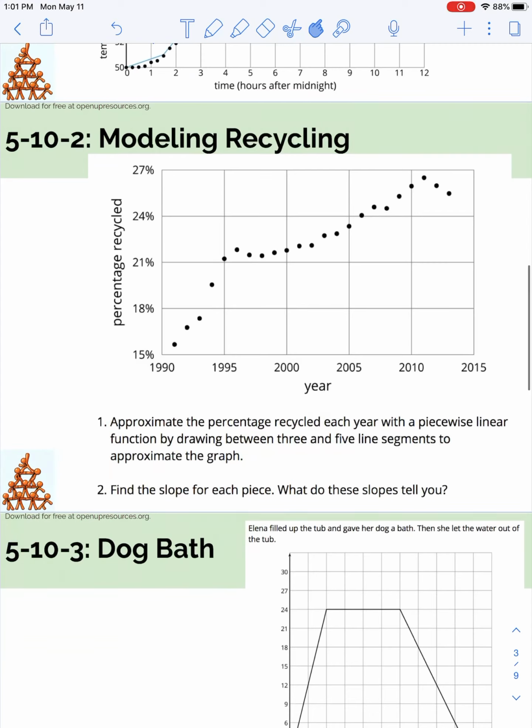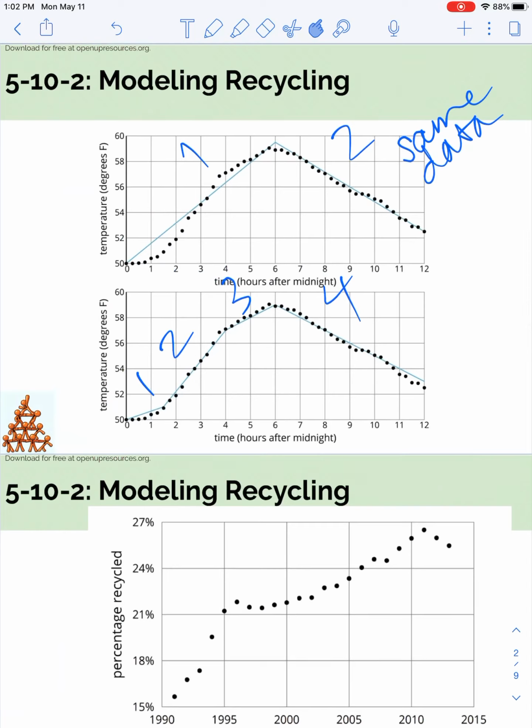Okay, modeling recycling. So here's another one of those, where you decide where to draw the line sort of a thing. So number 1 says approximate the percentage recycled each year with a piecewise linear function by drawing between 3 and 5 lines. Okay, so piecewise is just what the second one is. I mean, they both are. It just means that you can't draw one line because it's obviously going in all directions. So you can't just draw your typical one line through the points. You have to draw it in little segments.